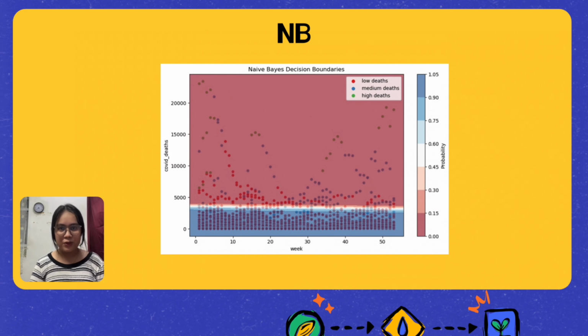Naive Bayes decision boundary. The scatter plot visualizes data points colored by their categories. The decision boundaries plot overlays a color gradient representing the model's predicted probabilities across a grid of potential data points, showing where the classifier predicts different categories based on their features, week and COVID death. The color intensity indicates the probability of each category, helping to visualize how the naive Bayes model separates the data.